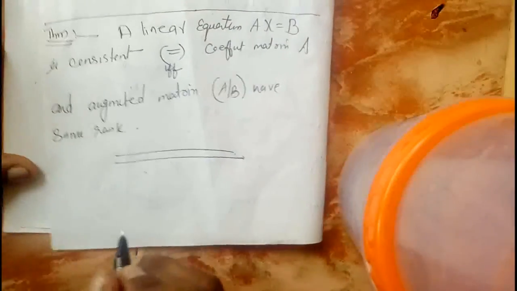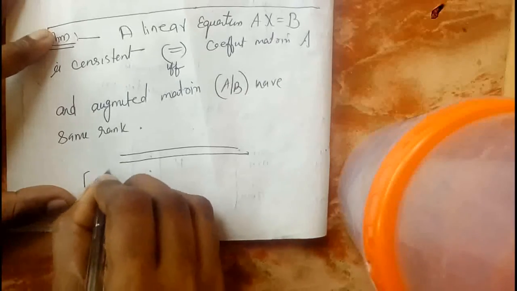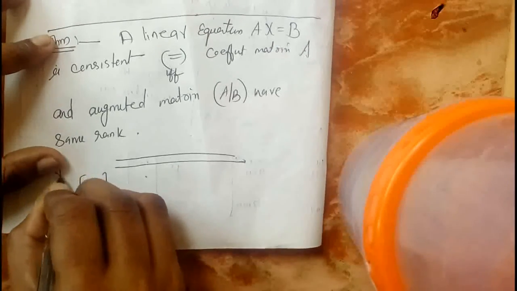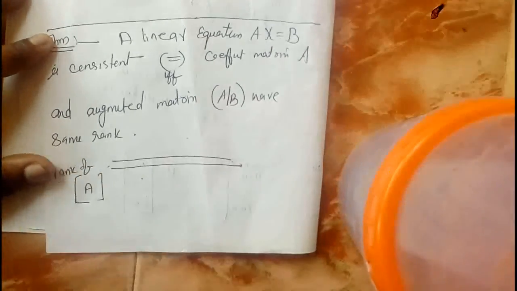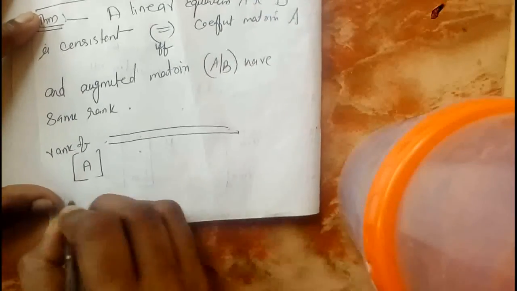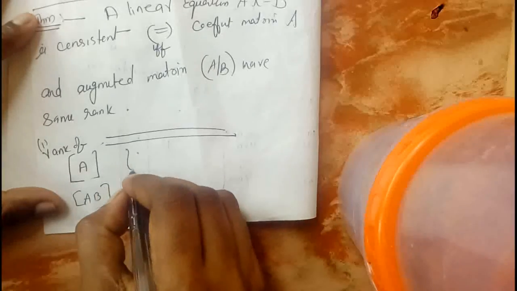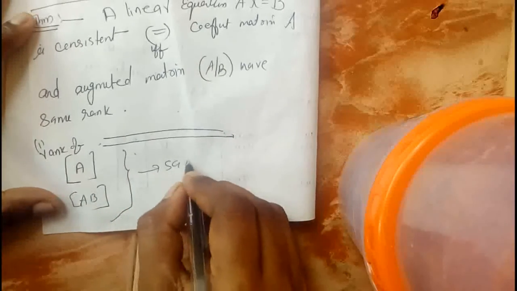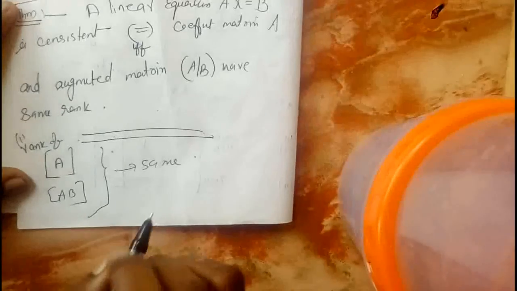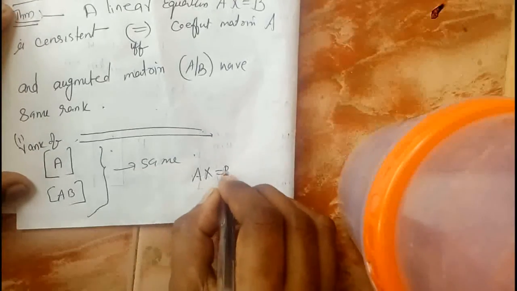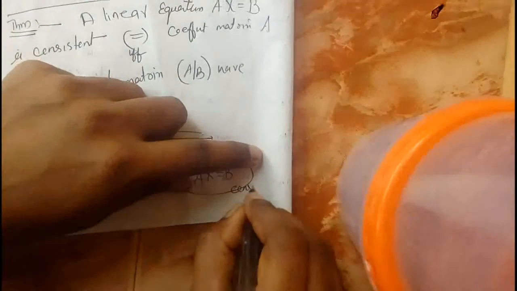That means we first need to find the rank of the coefficient matrix. Next we need to find the rank of the augmented matrix. If these two matrix ranks are the same, then we can say our system of equations is consistent.